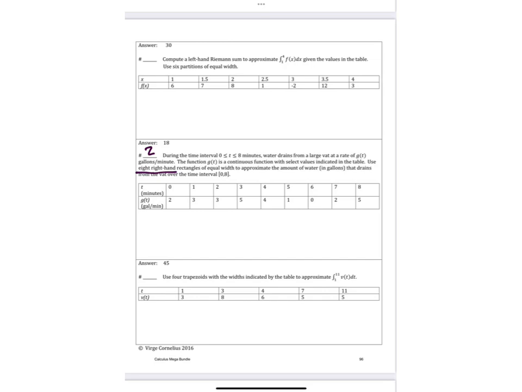8 right-hand rectangles. Okay, so we're going to draw our picture of equal width, which means that delta x is going to be consistent. It's going to be the same every time. We are on an interval from 0 to 8. If I take 8 minus 0 over 8, what is my delta x? 1. So that means I get to jump out to 1, and then 2, and then 3, and then 4, 5, 6, 7, and 8.